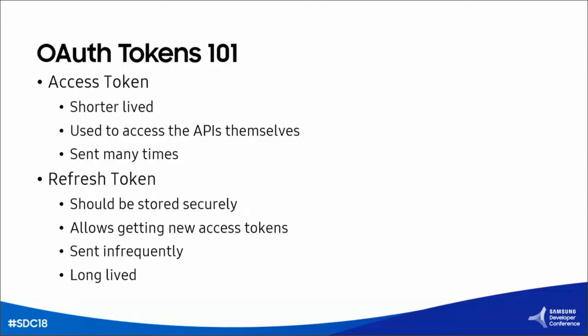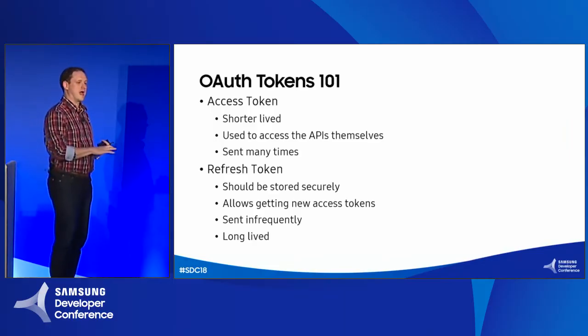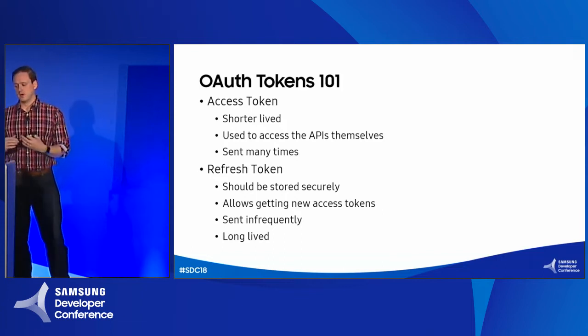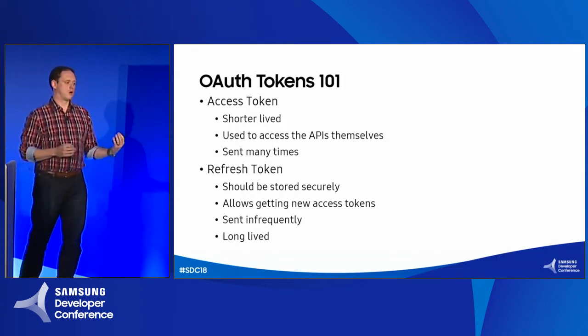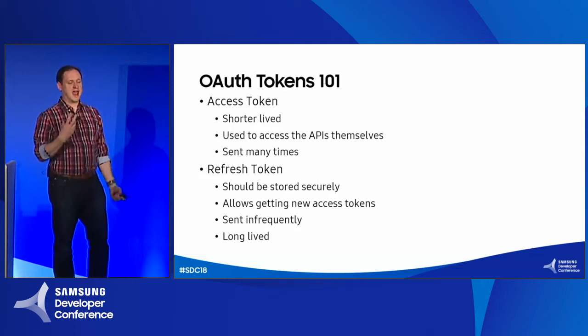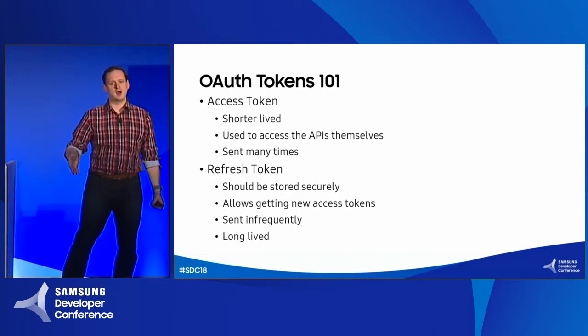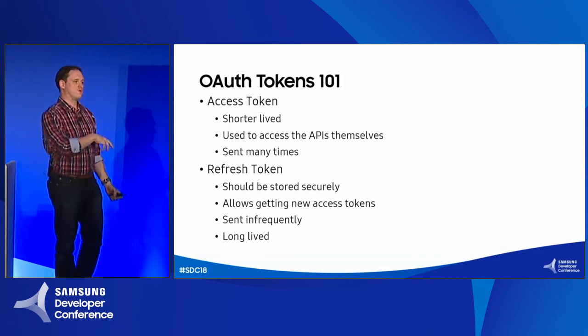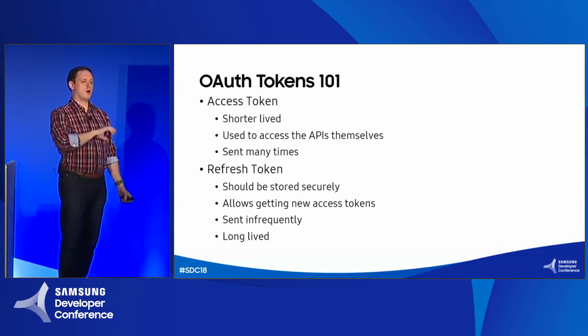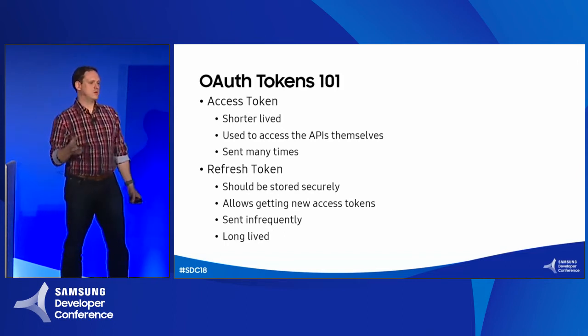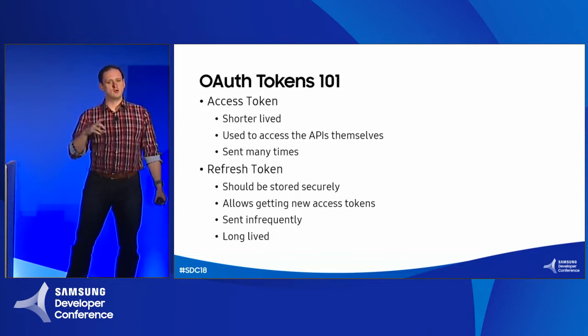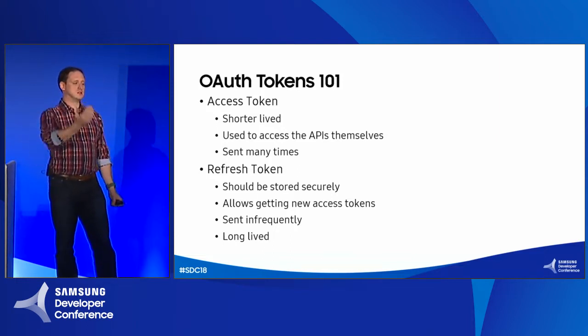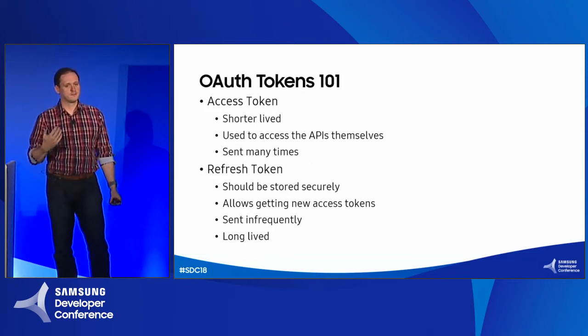So I've talked a lot about OAuth tokens and scopes. I just want to give a quick 101 of the two different parts that we're going to talk about for OAuth tokens. We have access tokens and we have refresh tokens. Now, access tokens are shorter lived. They are the thing that actually gives you access to the resources and the APIs. And then we have a refresh token. These are long-lived, and they're only used to get new access tokens. So you don't ever use a refresh token against the normal API to make a request.